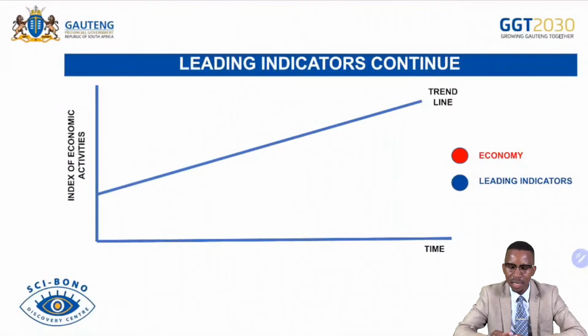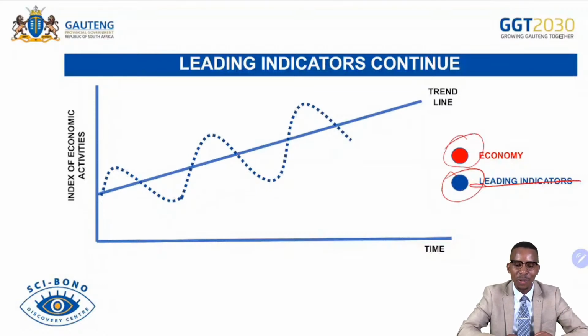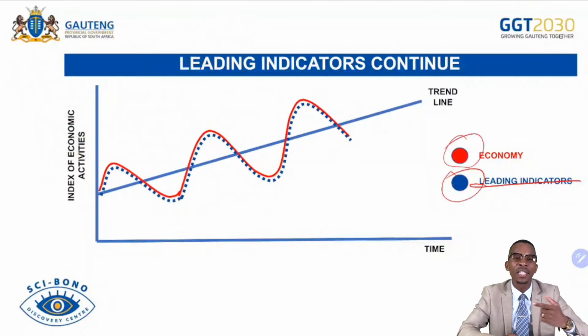So look at this graph that will be drawn here. We have the economy in red, and then we have leading indicators here in our color. So let's see what happens. Leading indicators, here they come. They come in dots. So these are the leading indicators. They come in prior. They appear before the economy changes. Jobs are being advertised now. So what will happen in the near future? Then in the near future, the economy will be increasing. If they increase now, the economy will be increasing in the near future.